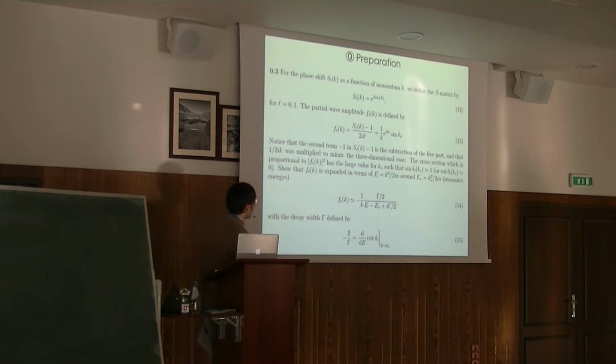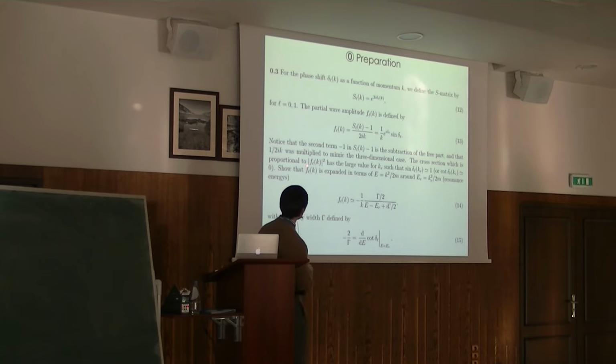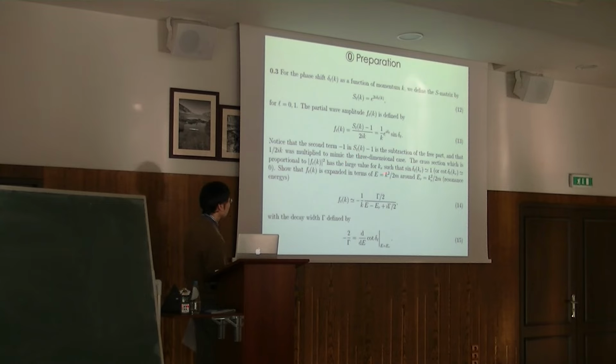And what I want to ask you is to show that the absolute value of this partial wave amplitude can have a large value at some point, k_R, which is defined by sine delta_L(k_R) equal to 1. And around this point, we can express the partial wave amplitude in this way, where E is the positive energy, and E_R is defined by k_R in this way, and gamma is defined this way. Anyway, please show that around this point k_R, the amplitude can be expressed this way.